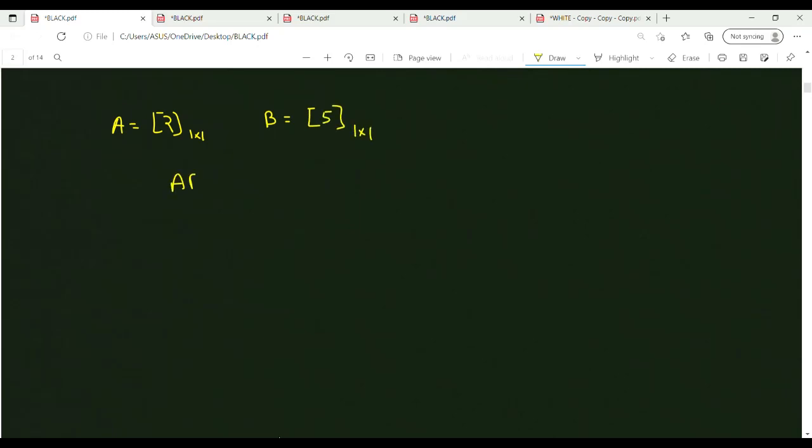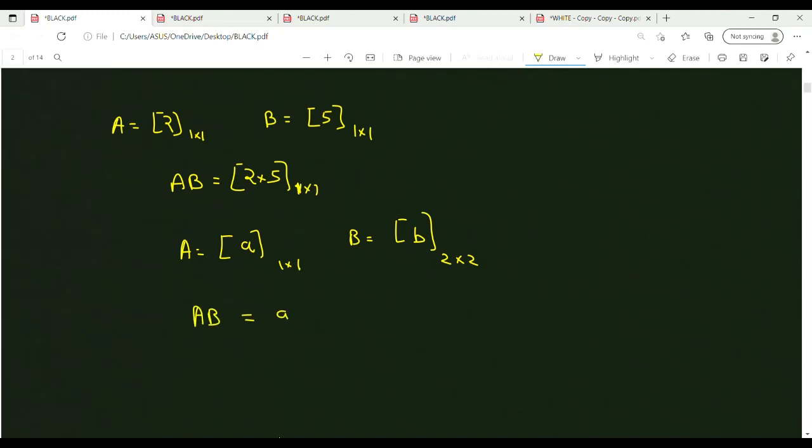If I have to find the multiplication of two matrices, which means I have to find A cross B, what will it be? It is simply 2 into 5, and it will be 1 cross 1. So no issue. You can write it like this: A is some random 1 cross 1 matrix with only one element, and B also has only one element. When we multiply both, we will get only AB.